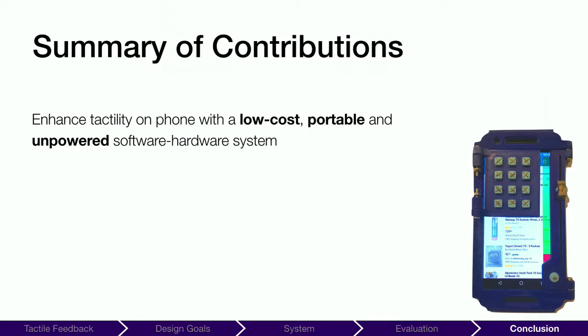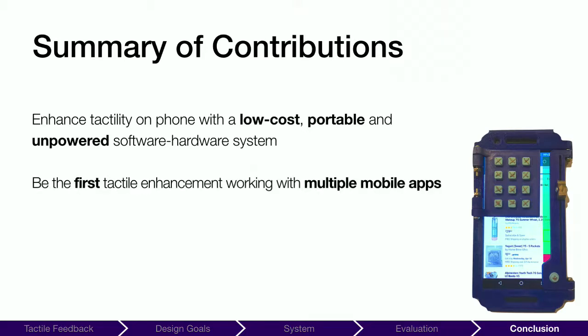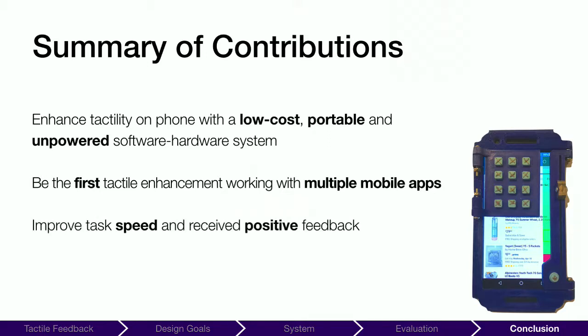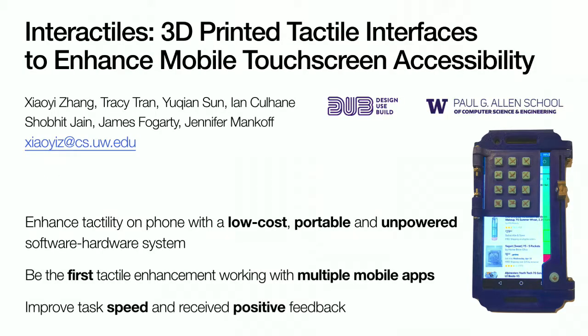In summary, Interactiles enhances accessibility by providing tactile feedback with a low-cost, portable, and unpowered system. It is the first mobile system that maximizes compatibility across existing apps without modifying their source code. During the user study, we also found it improved speed in 2 tasks and received positive feedback from participants. Thank you. I'm ready for the questions.